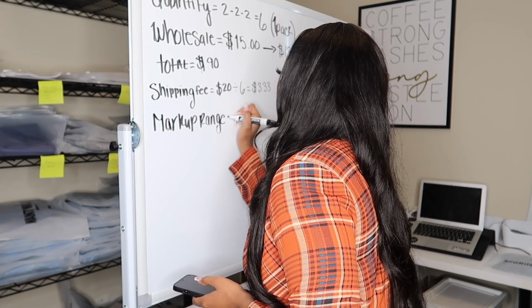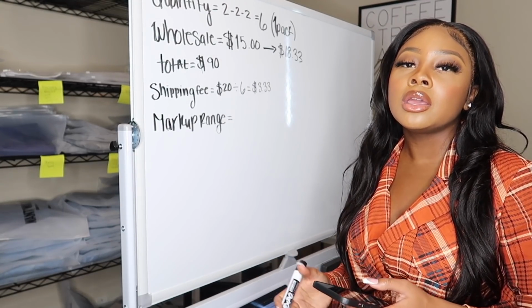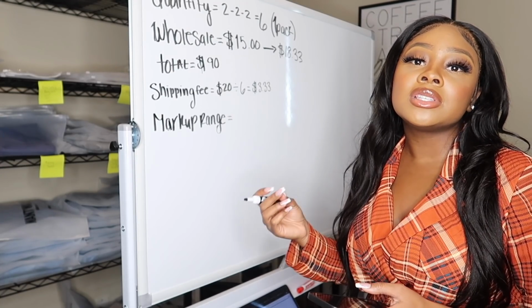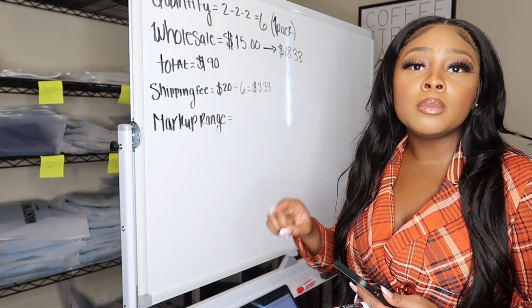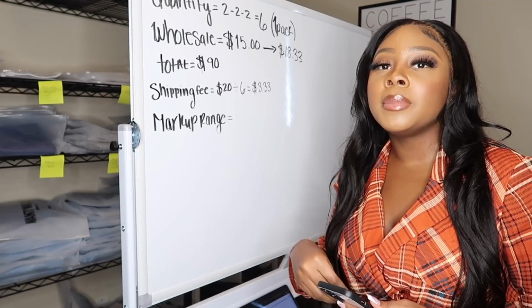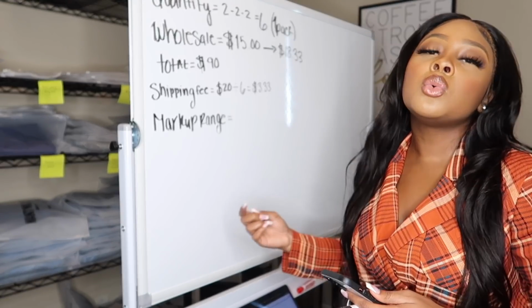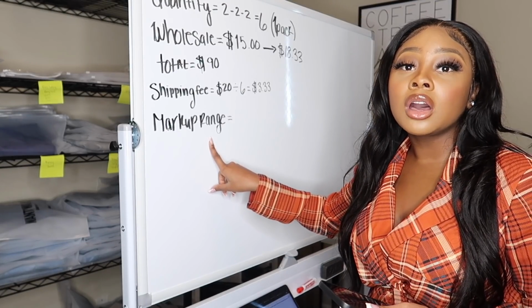The way that you come up with your markup range is by really understanding your overall business and your business's financial goals. Are you an affordable business? Are you an attainable business? Are you a luxury type of business? Wherever you want your business to fall financially and how you want to price your inventory determines your actual markup range.